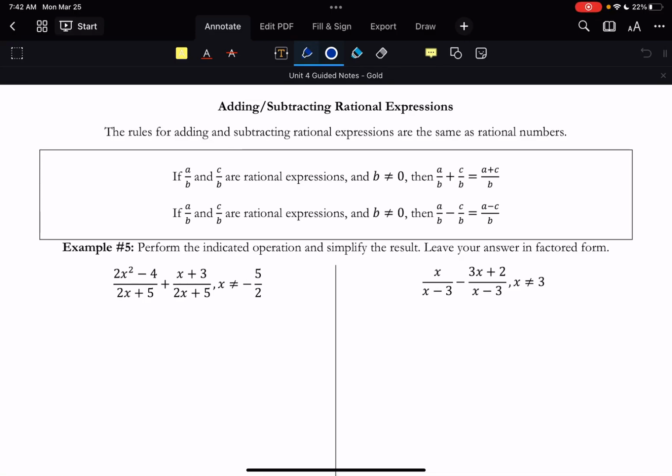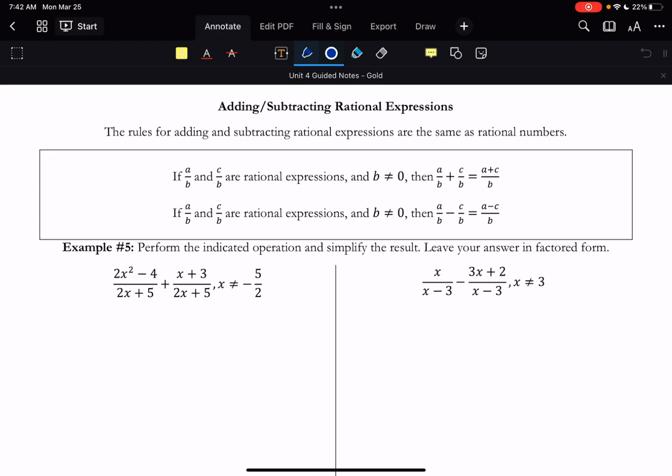All right, so for this video, we're going to finish up lesson 1. So we're going to talk about adding and subtracting rational expressions, and then working with the least common multiple method and reducing complex rational expressions. Adding and subtracting rationals are the same as rational numbers.